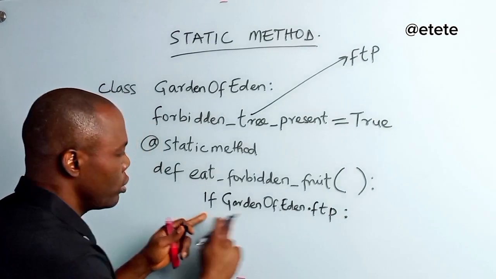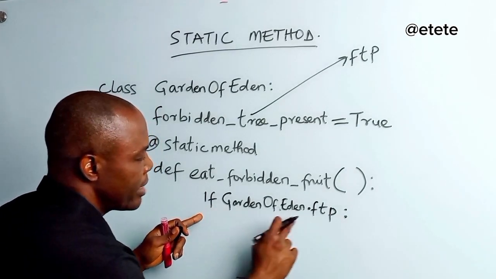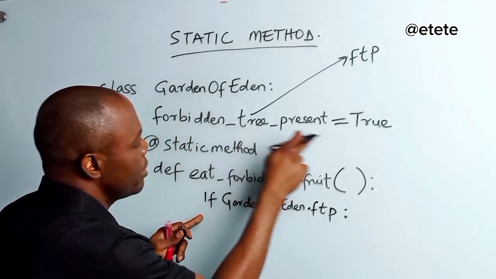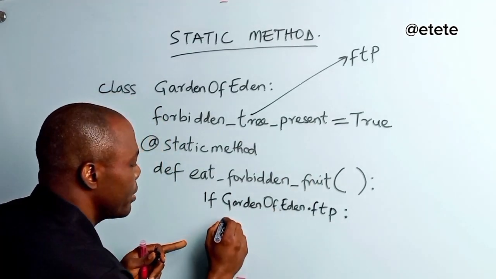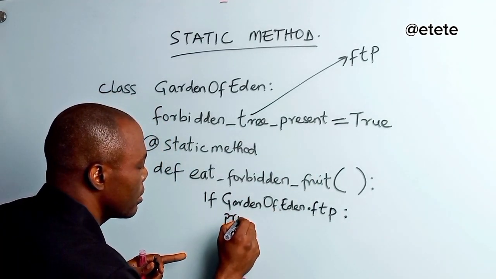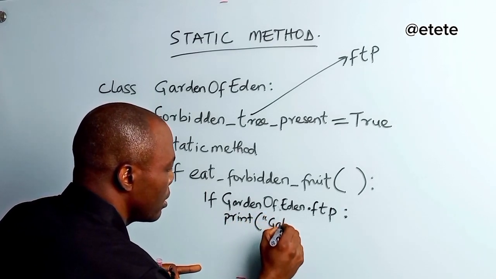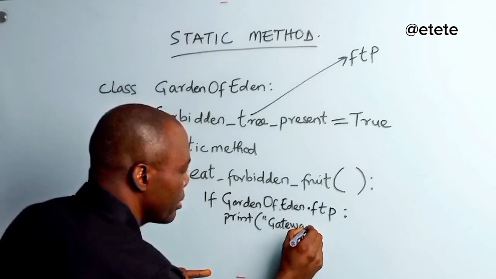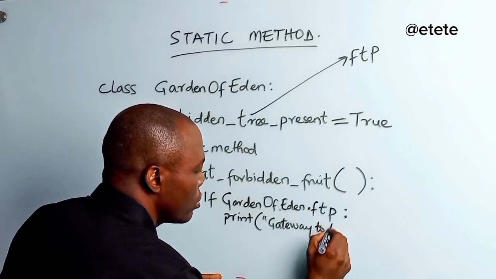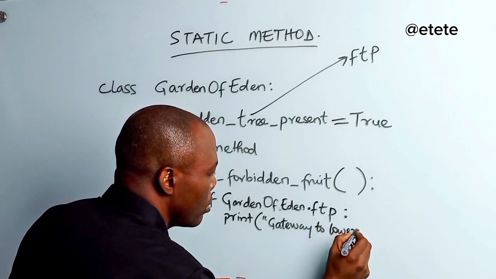So the block of code for this: if Garden of Eden dot forbidden tree present, go in and print gateway to lower world.